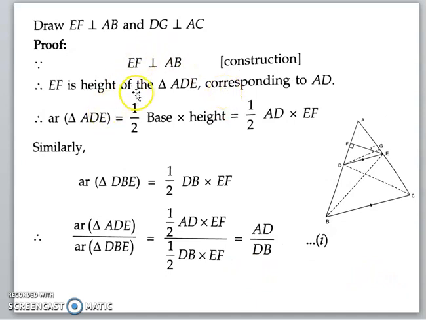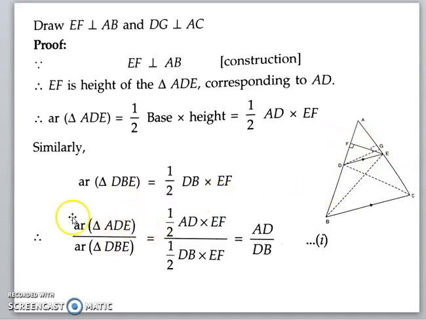Now EF we have drawn perpendicular to this side AB, so which means EF is the height of this triangle ADE corresponding to this side AD. So area of triangle ADE can be written as half into base into height, that is half into AD into EF. Similarly, area of triangle DBE, that is this triangle DBE, I can write as half into DB, that is the base, into height, that is EF. So EF is the common height for both these triangles.